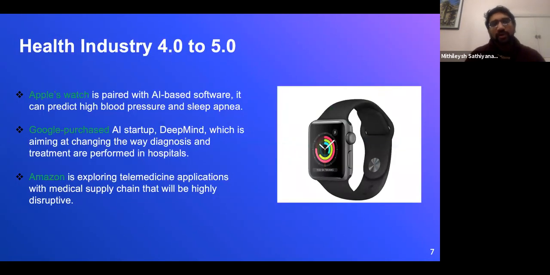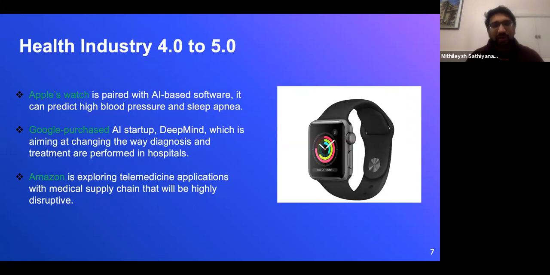So how are we moving from healthcare 4.0 to 5.0? We have Apple's products which are trying to use the latest technologies like AI, which can predict high blood pressure and sleep apnea. This is going to be completely personalized. So that's again part of 5.0. And Google recently purchased DeepMind, which is aiming to change the way we diagnose and treat.